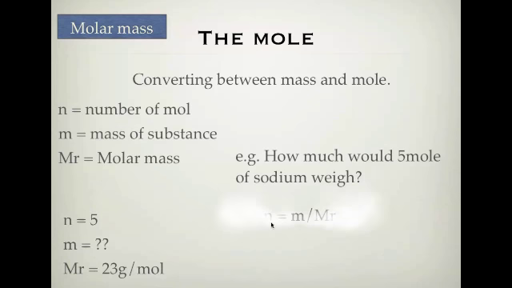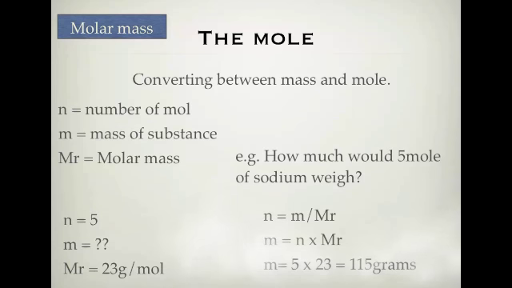We write down our formula, n equals m over Mr. Number of moles equals mass divided by molar mass. What are we looking for? We're looking for the mass. We need to rearrange this equation to make the m the subject. So how are we going to do that? Mass equals number of moles times molar mass. We simply multiply both sides by Mr. Just rearranging of equations.